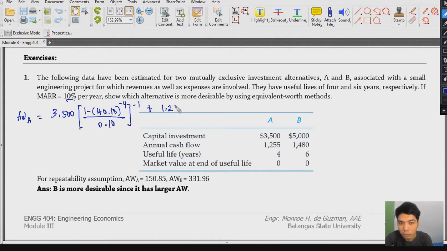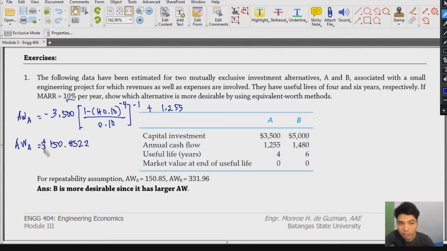So 1, 2, 5, 5. Of course, we have to make sure that you make this negative because this is actually an investment cost. So yun. And then let's try to find the net value in this case. So the answer is 150.8522.